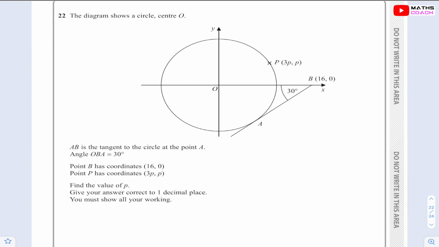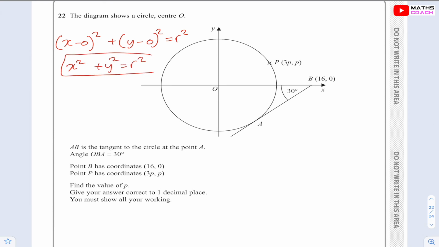Where do we begin? Well, first things first, let's write down the equation of a circle. The equation of a circle is (x − a)² + (y − b)² = r². The a and the b represent the center, and the center of the circle is at the origin, which is (0, 0). So we can just have (x − 0)² + (y − 0)² = r², which we don't know. And this simplifies to x² + y² = r². So this is the equation of the circle.